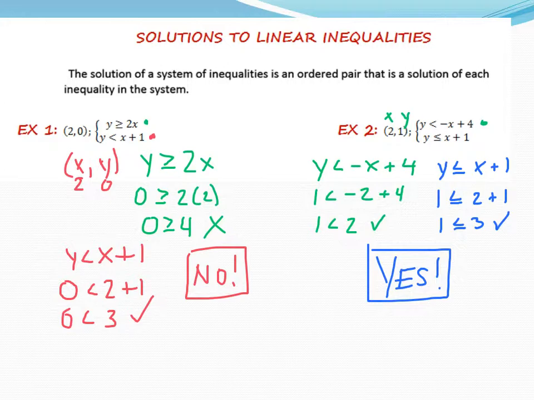Well, hey, that makes sense. 1 is less than 2, so yes, that works out. Second one, y is less than or equal to x plus 1. So I want whatever's on the left to be less than, or it could be equal to. Or means it's one or the other.